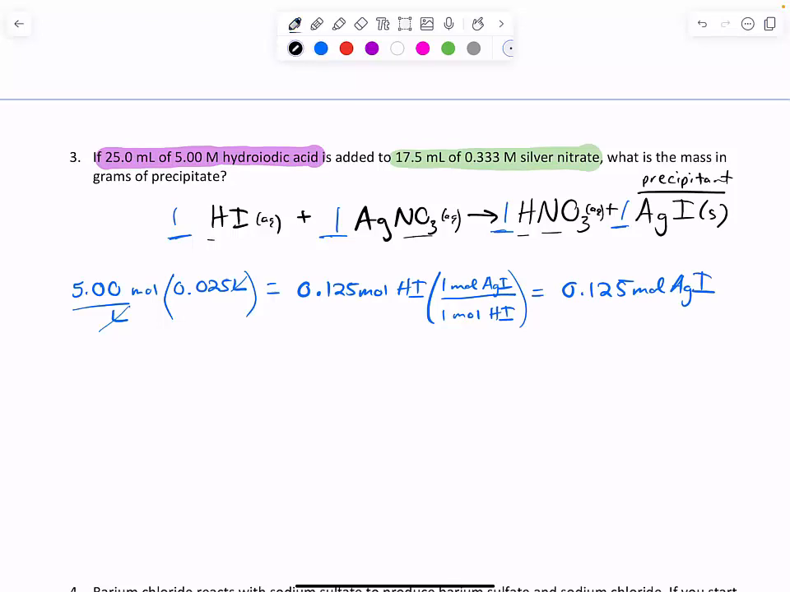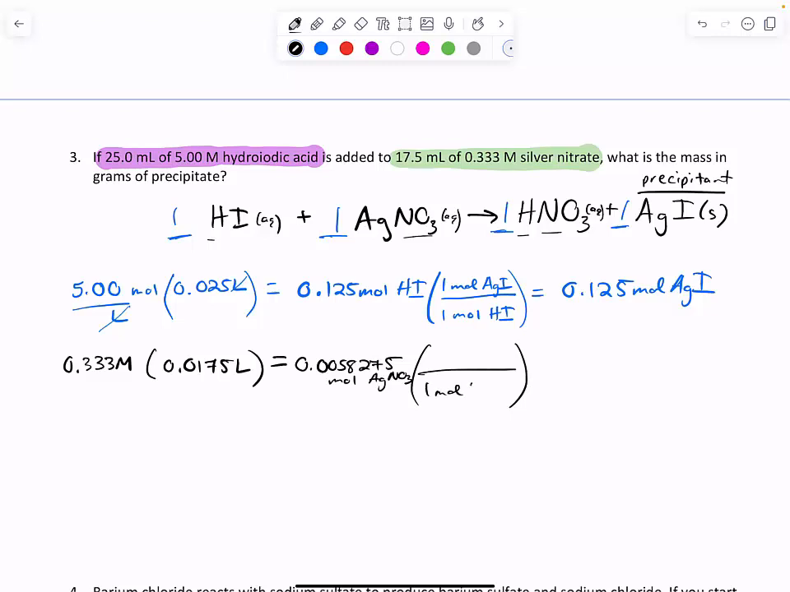For the next one, I have 0.333 molar times 0.0175 liters. Once again, I did that conversion in my head. And that ends up with 0.058275 moles of silver nitrate. Do my conversion: 1 mole of silver nitrate for every 1 mole of silver iodide. And that's going to give me 0.0058275, keeping an eye on those decimals just in case I need them later. I will round at the end. Moles of silver iodide.